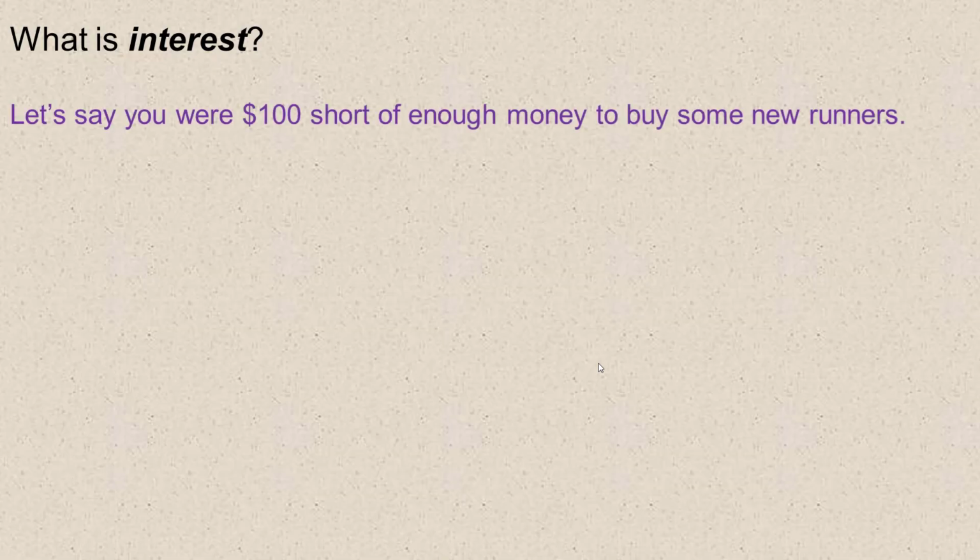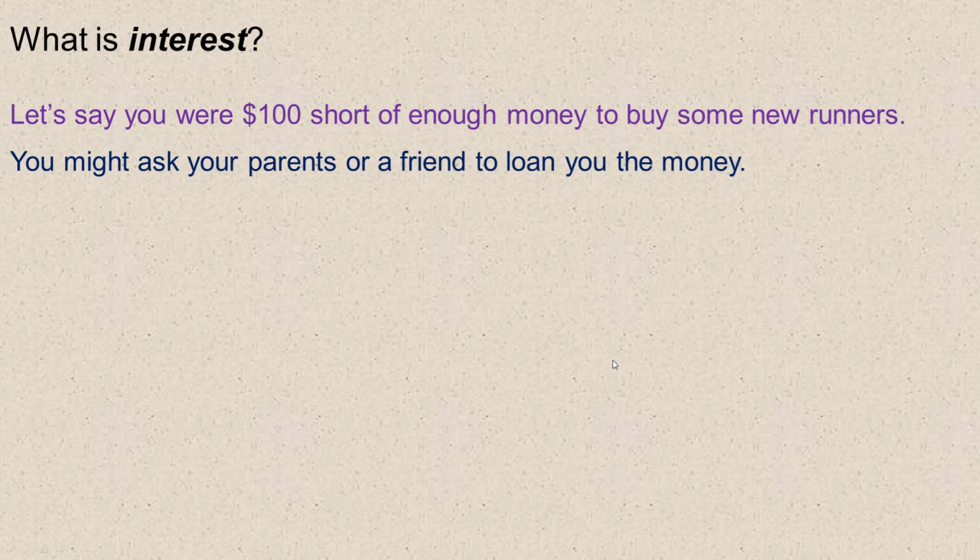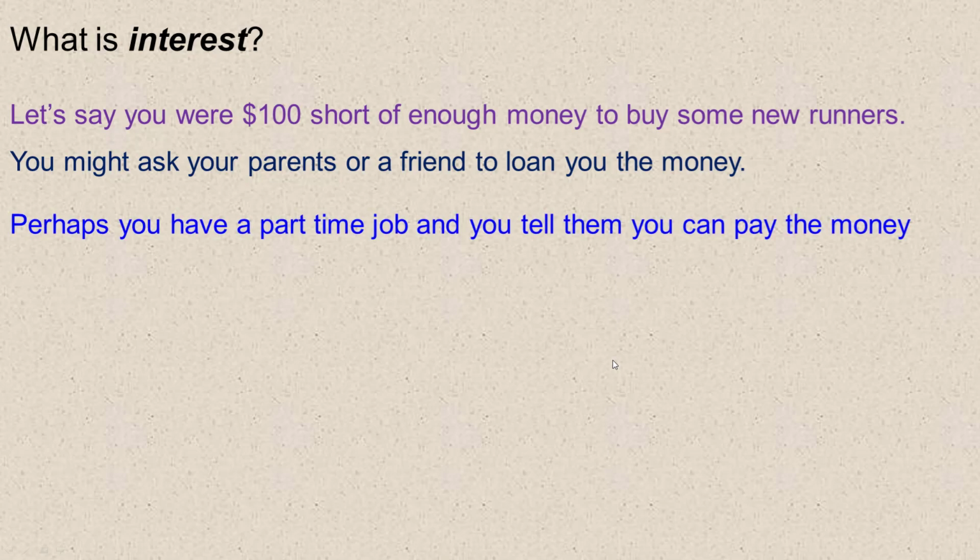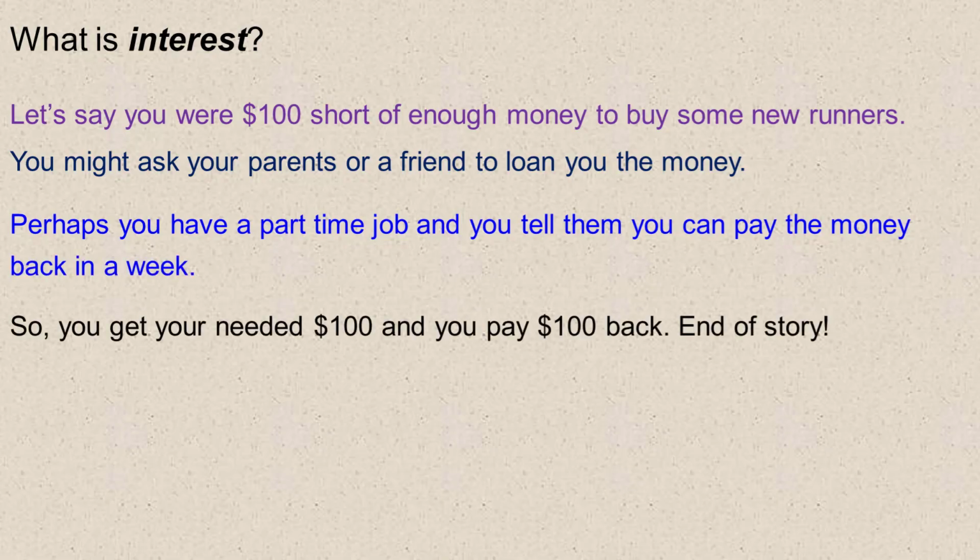Let's say that you're $100 short of enough money to buy some new runners. So you might ask your parents or a friend to loan you the money. And maybe you have a part-time job and you tell them that you can pay the money back in a week. So you get your needed $100 and then you pay $100 back, end of story.